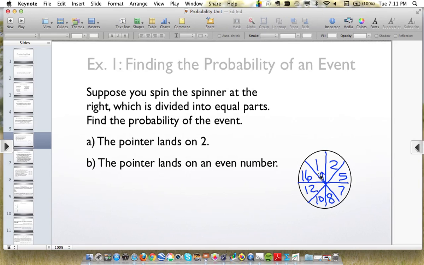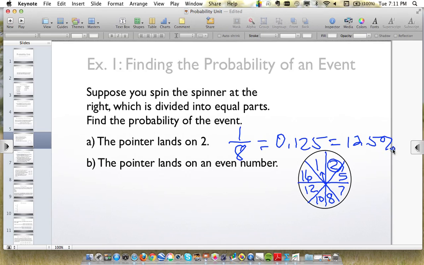All right, so suppose you spin the spinner at right, which is divided into equal parts. Find the probability of the event. First question says, what is the probability that the pointer lands on 2? All right, well, we're looking at the spinner, and I have 1, 2, so that's one favorable outcome out of 8 total outcomes. So my probability, in simplest fraction, is 1/8. Of course, I could also write this as a decimal or a percent.